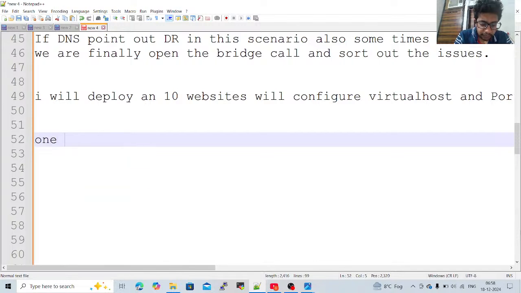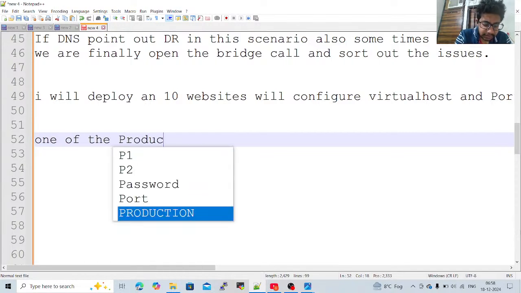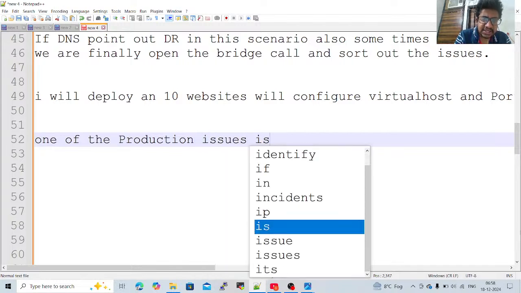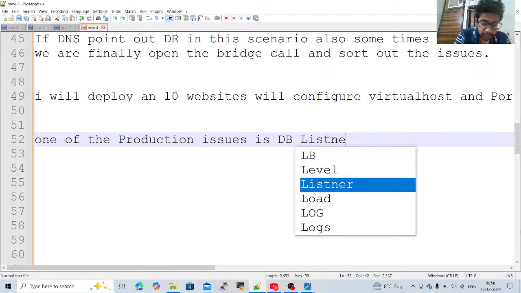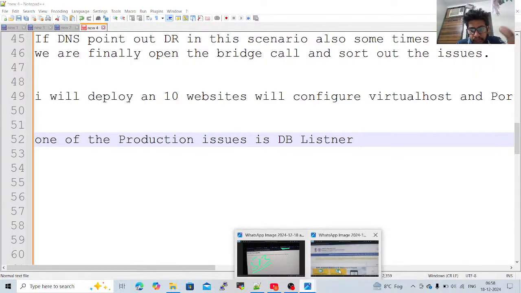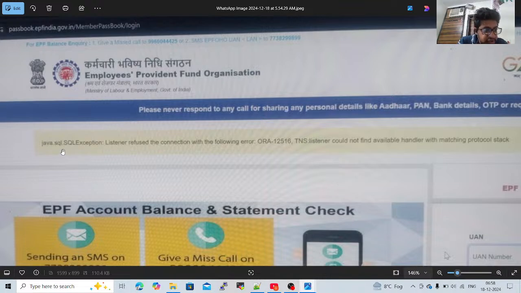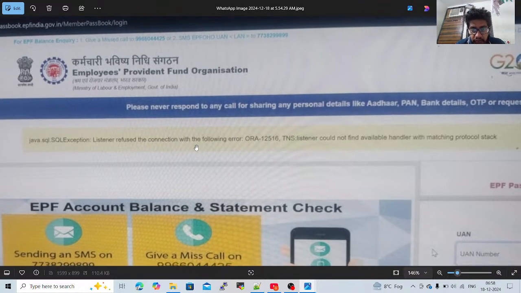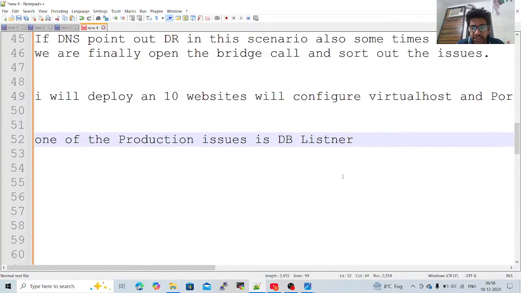And one of the production issues is the DB listener. See, java.sql exception: listener refused the connection with the following error, ORA-12516, the listener could not find an available handler. This is one of the production issues you can face while going to interviews. From an interview point of view, these two issues are enough.